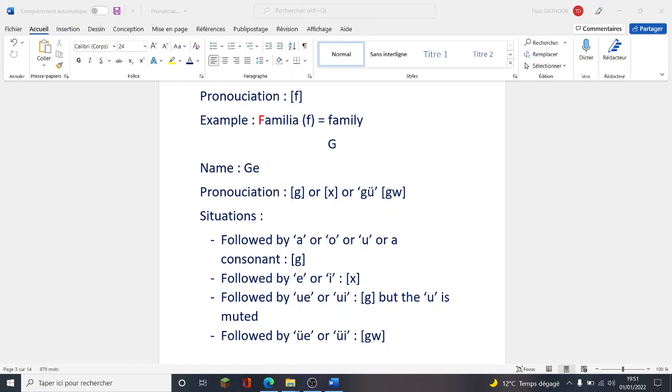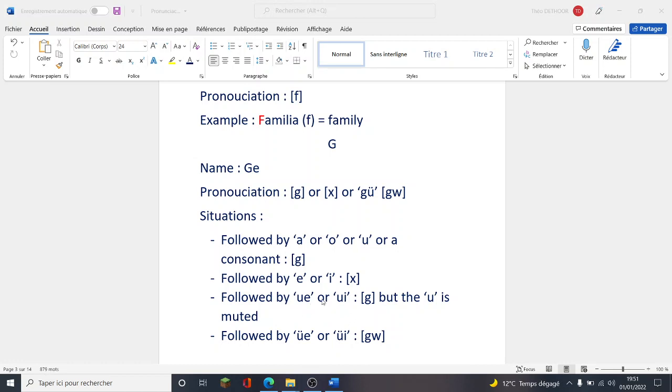When the letter G is followed by A, or O, or U, or a consonant, it has to be pronounced g. When it's followed by E or I, it's pronounced h. When it's followed by UE or UI, it's pronounced g, with the U muted. It's the same context as the first line, but we have a U between the G and the E or I.